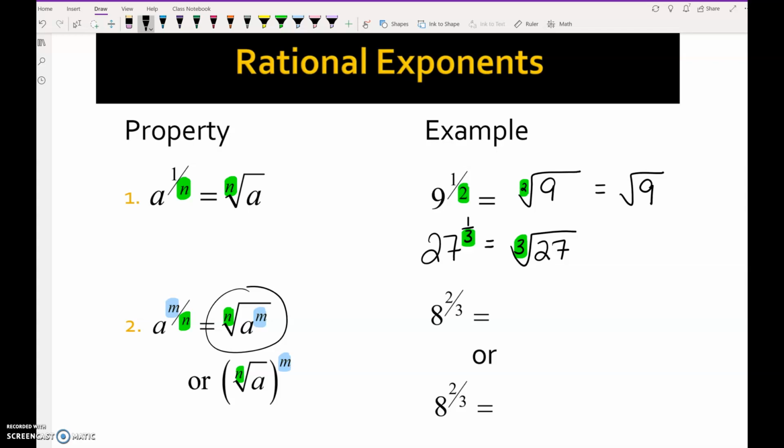So 8 raised to the 2/3. The bottom part is the index. So this is the cube root of 8. And that top number is going to become your exponent. So it's 8 raised to the 2nd. You could also write this as the 3rd root of 8 in parentheses raised to the 2nd. Both of those mean the same thing.